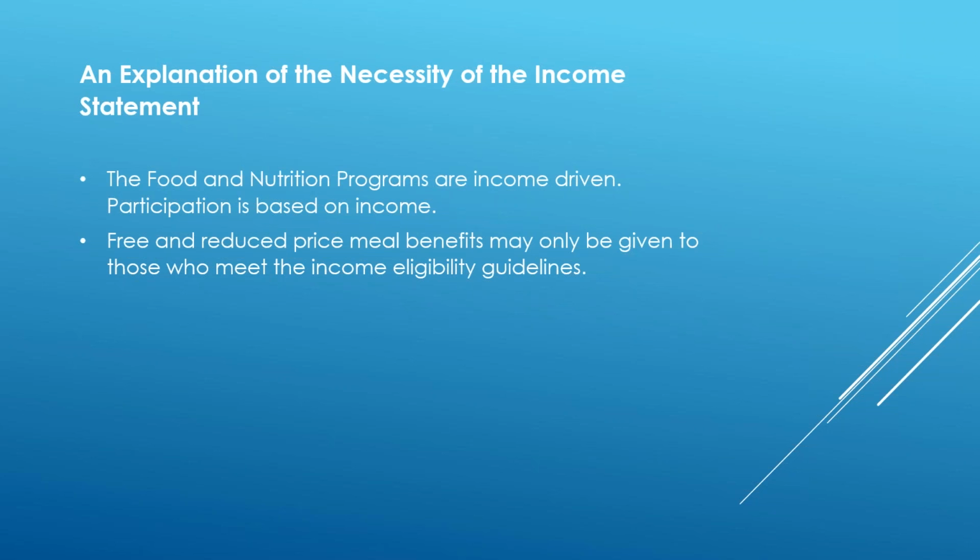And so that's the necessity of the income statement. From our side, we have to ensure that meals are only being served to kids who qualify for that level, free meals or reduced price meals. And on your side, the income statement is kind of your due diligence saying we are ensuring that meal benefits are only being given to kids who meet the income eligibility guidelines.